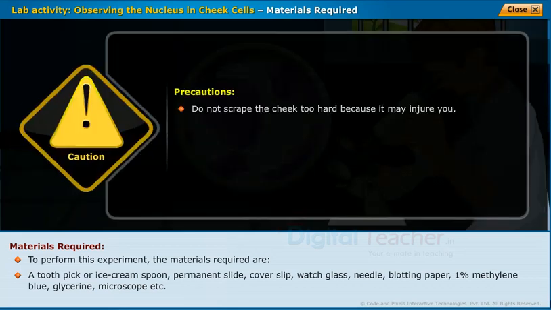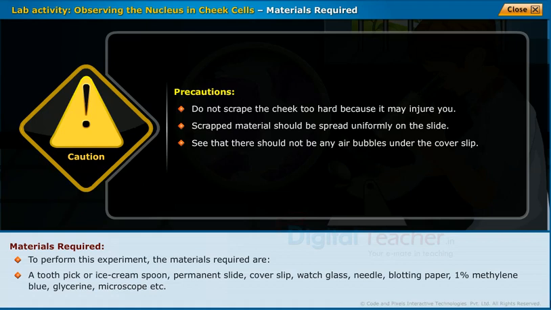Precautions. Do not scrape the cheek too hard because it may injure you. Scraped material should be spread uniformly on the slide. See that there should not be any air bubbles under the cover slip. Excess stain should be drained off on the permanent slide.